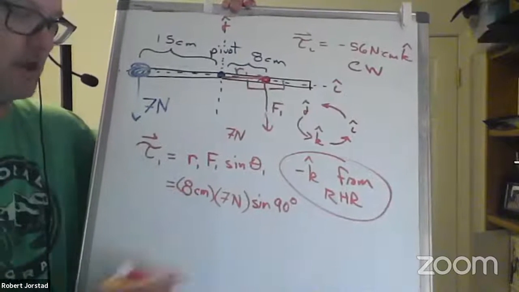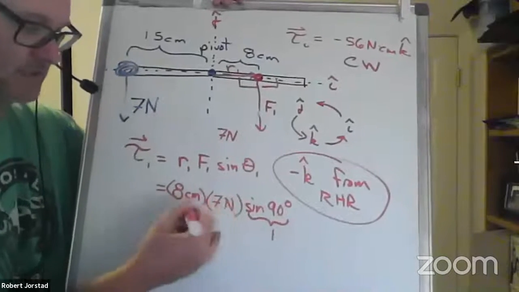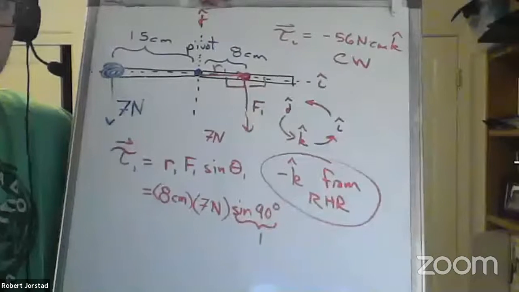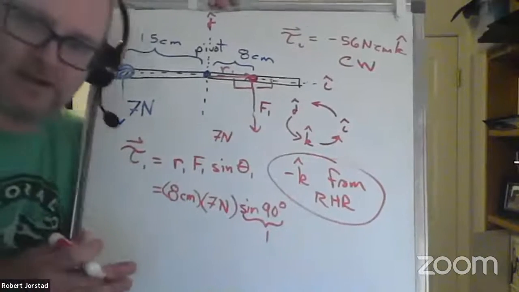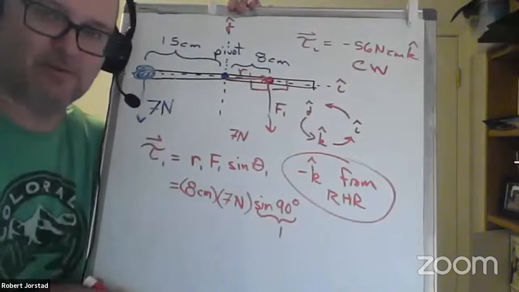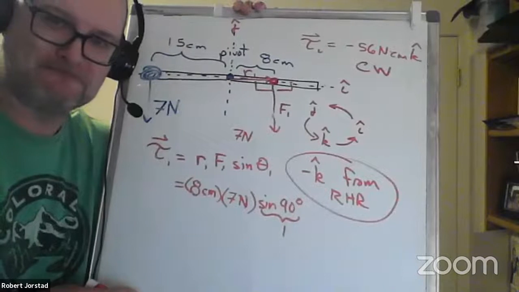So there we go. And notice, what's sine of 90? Just 1. And so we get 1 for this. We get 56 Newton centimeters. And then we get the negative K. Now, here's a weird thing about these units. What's a Newton times a meter? What's the unit? Normally a joule.